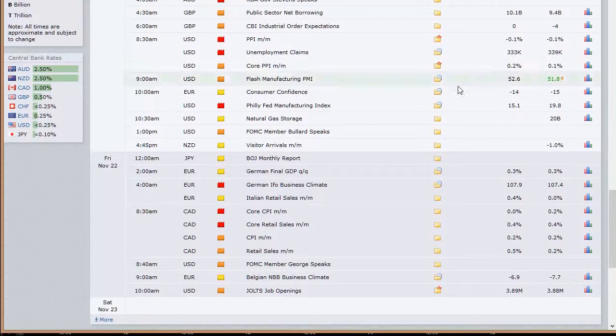Flash manufacturing PMI out of the U.S. Consumer confidence out of Europe at 10 a.m. Eastern Time. Philly Fed Manufacturing Index, same time on Thursday. Natty Gas after that. Visitor arrivals out of New Zealand that night. Going into Friday, Bank of Japan monthly report. German final GDP for the third quarter. German IFO business climate. Italian retail sales out of Europe. Canada got their CPI and retail sales data. More speeches. JOLTS job openings out of the U.S. Friday to close up the week.